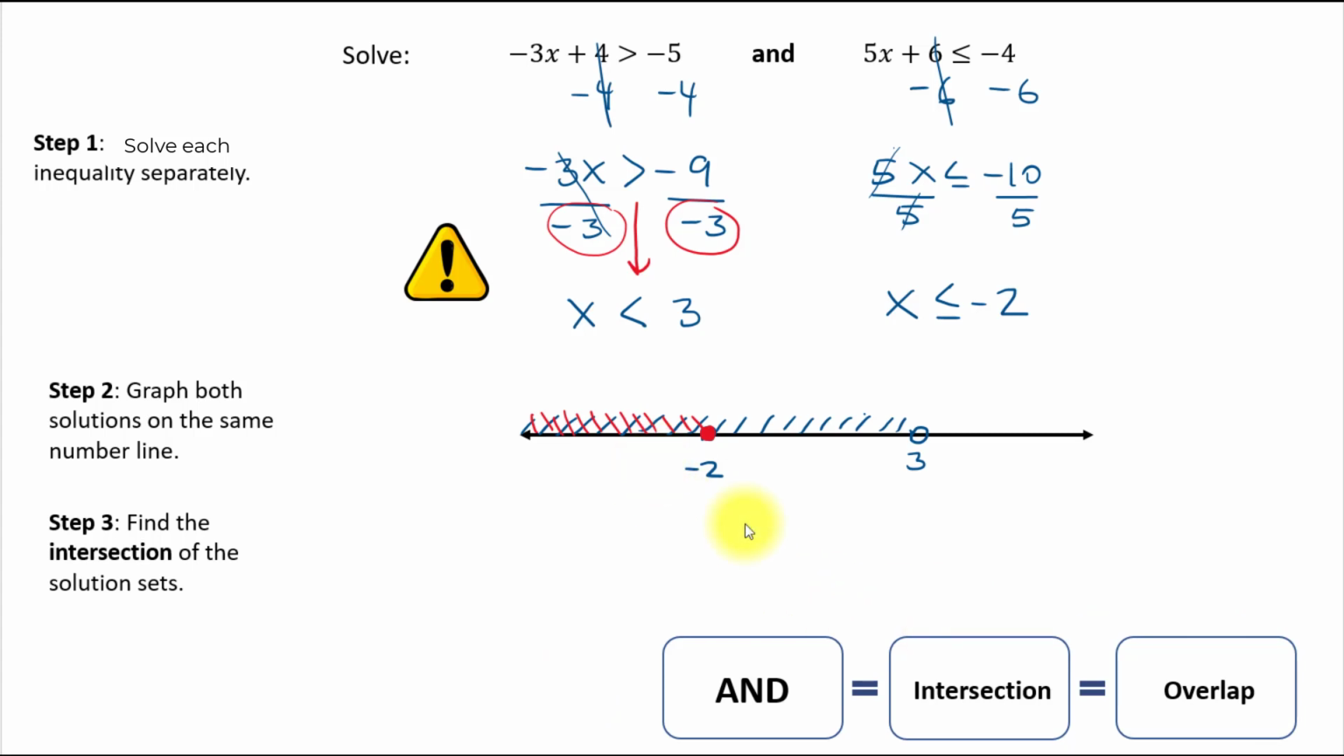In other words, I have to find the portion of the number line where I have both colors, blue and red. Well, that's this part. This is the interval that includes values of x from both solutions. And that's why it's called the intersection of the solution sets. Let's describe this interval using interval notation. We always have to read the number line from left to right. We have to say where the interval starts on the left and where it ends on the right.